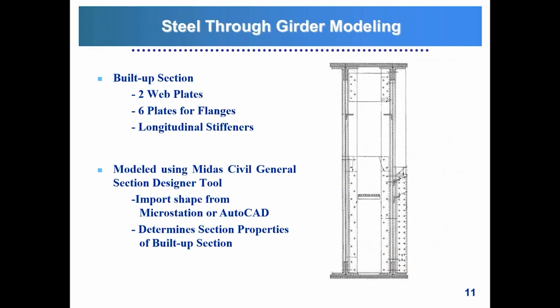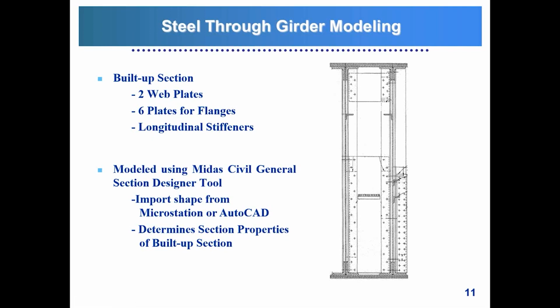For the modeling of the steel through girders, here we have a built-up section. The through girders are composed basically of 2 web plates and then 6 plates for the flanges, and that will be 3 on the top and 3 for the bottom flange, and also a pair of longitudinal stiffeners.